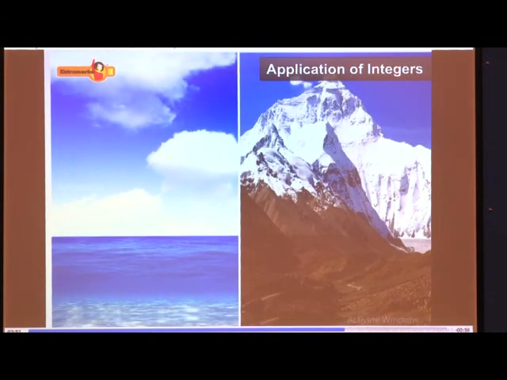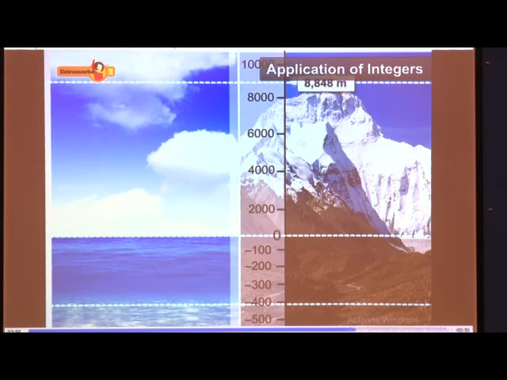When geography specialists study the difference between, say, the top of Mount Everest in Tibet, which is 8,848 meters above sea level, and the bottom of the Dead Sea, that is 409 meters below sea level, they use integers.